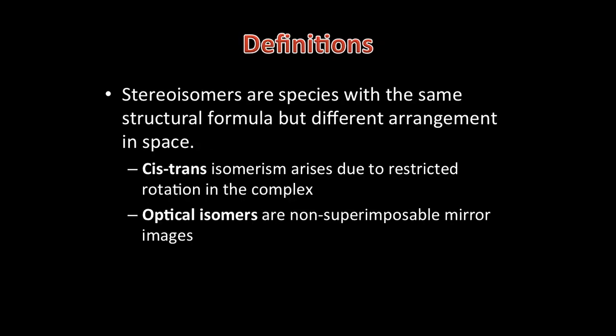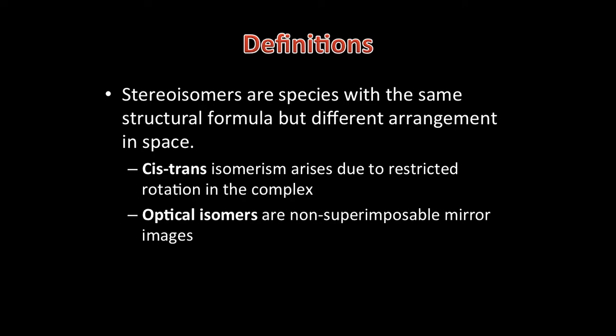To begin, as always, with some definitions. The definition of stereoisomerism is when a species has the same structural formula but a different arrangement of atoms in space. There are two types of stereoisomerism in transition metal chemistry. These are cis-trans and optical isomers.